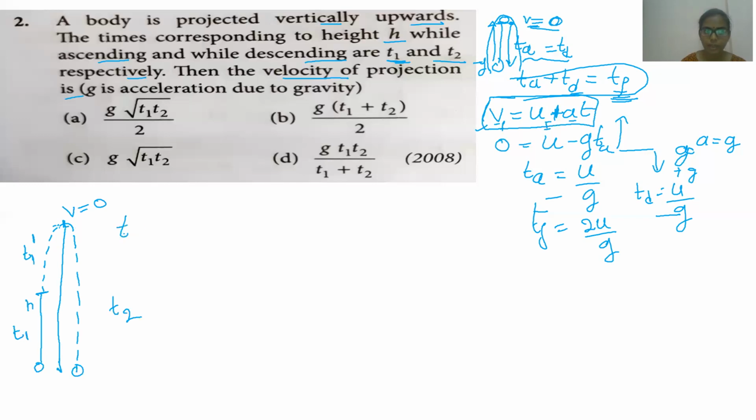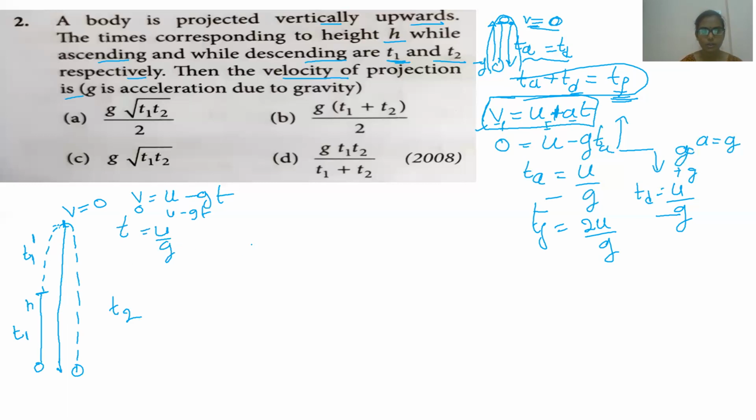Time of ascent. You can also calculate it: v equals u, against gravity, so it becomes minus g t. When the final velocity is 0, you will get u equals minus g into t, or t equals u by g. Clear, children? T equals u by g. So t you got.